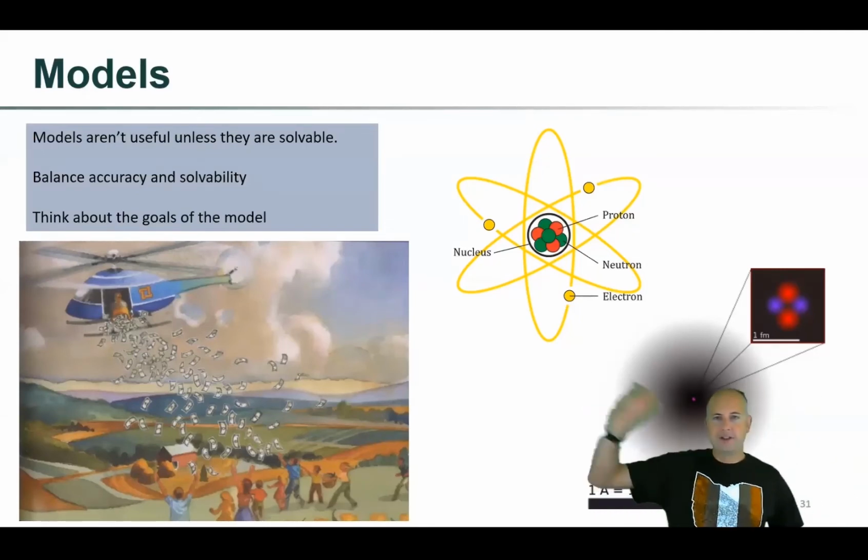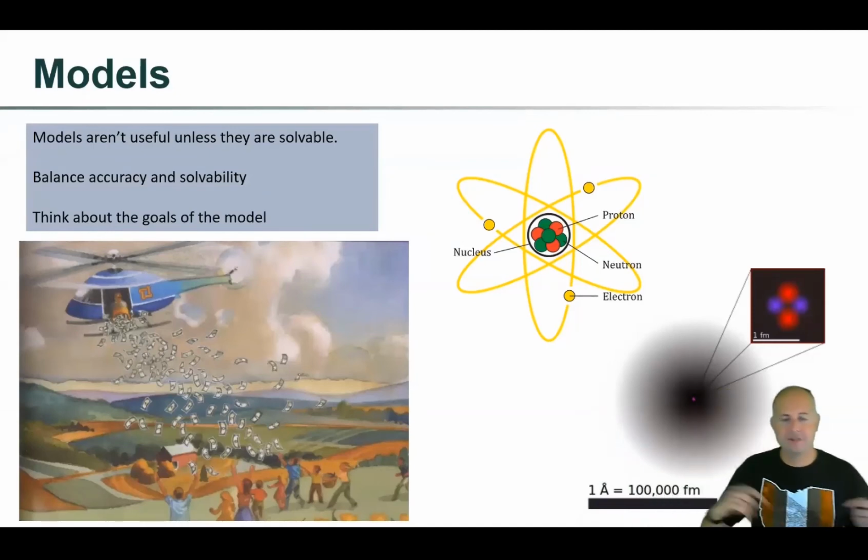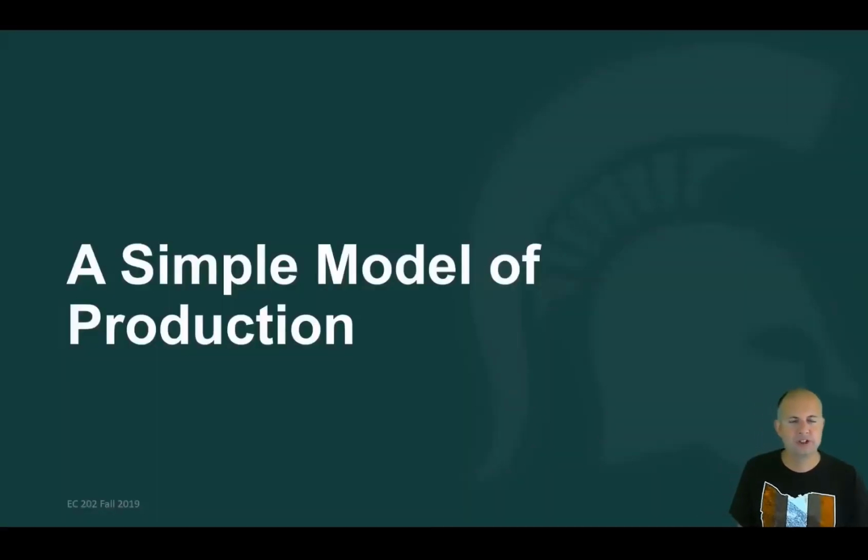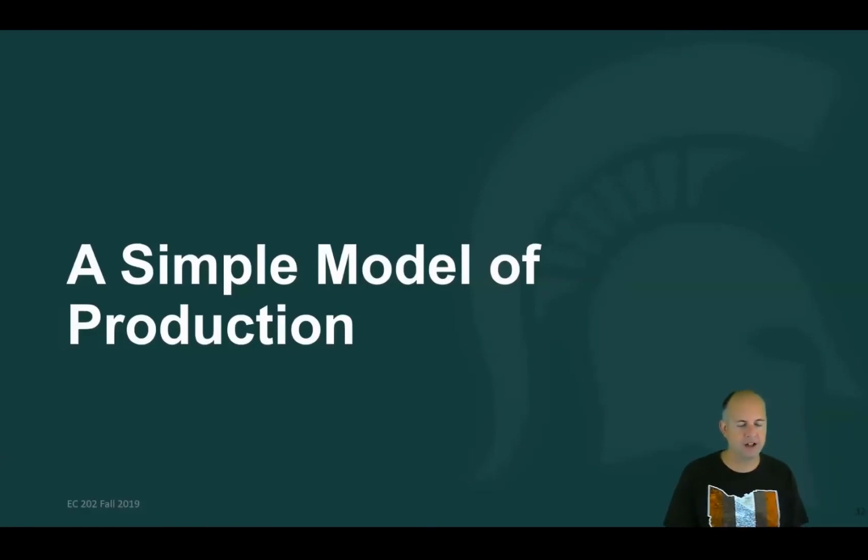So this whole thing was a digression to explain why I think models are a useful thing and why we're going to talk about them here. Instead of focusing on all the things that are missing from the model, we're going to make sure we're able to get useful insights from the model. So here we have a simple model of production.